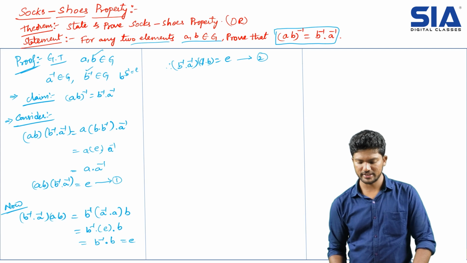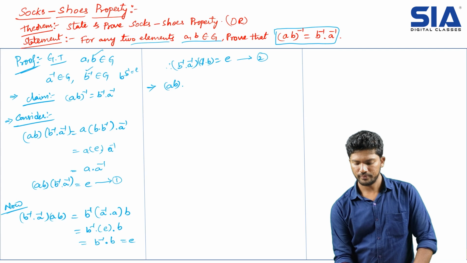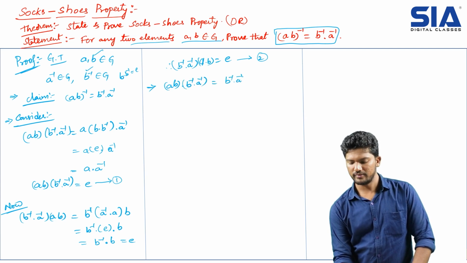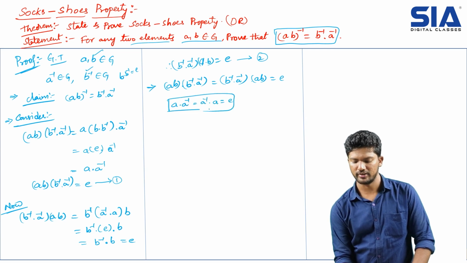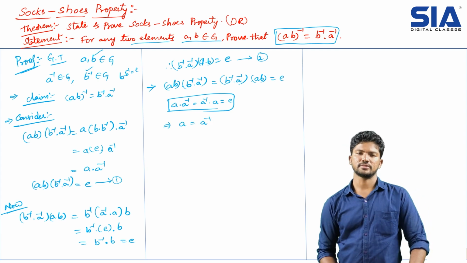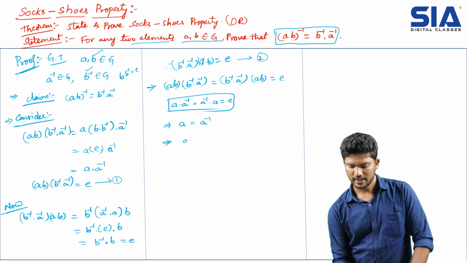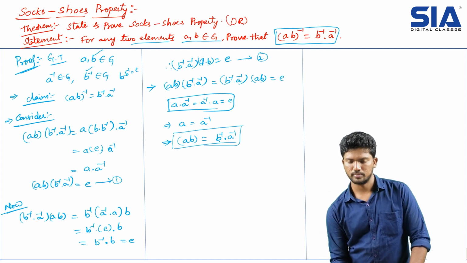From equation number 1 and equation number 2, I am writing one equation together. So (a into b) into (b inverse into a inverse) is equal to (b inverse into a inverse) into (a into b) is equal to small e. It is in the format of a into a inverse is equal to a inverse into a is equal to small e, the original inverse property. Then we can say that b inverse into a inverse is the inverse of a into b. So therefore that implies clearly we can write (a into b) whole inverse is equal to b inverse into a inverse. So therefore this is the socks-shoes property.